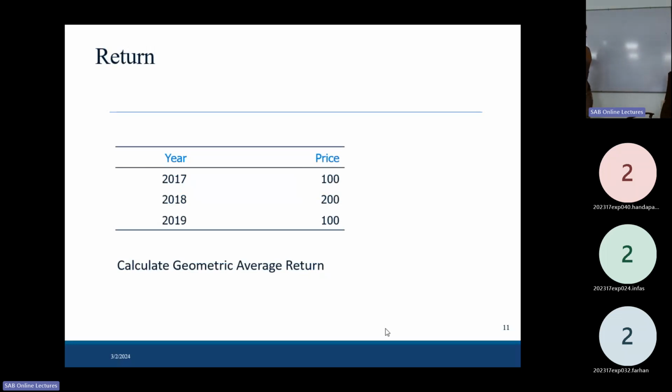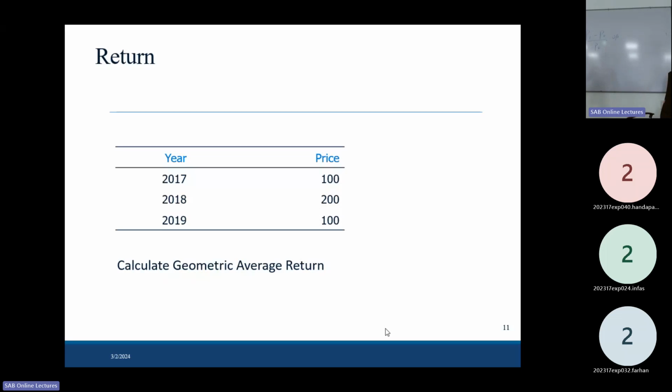Holding period return, no dividends. So that is P1 minus P0 divided by P0. You can apply only this part of the formula. Your P1 is 100, P0 is also 100. So that is equal to 0. That is correct. Right?